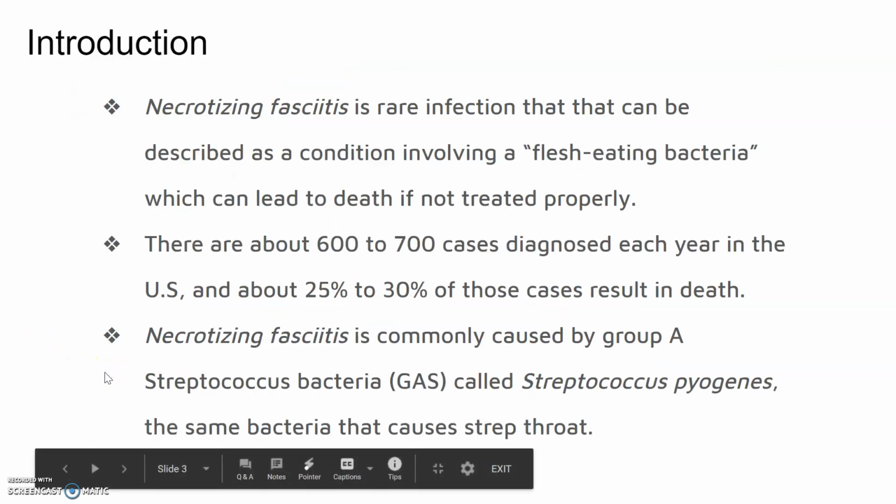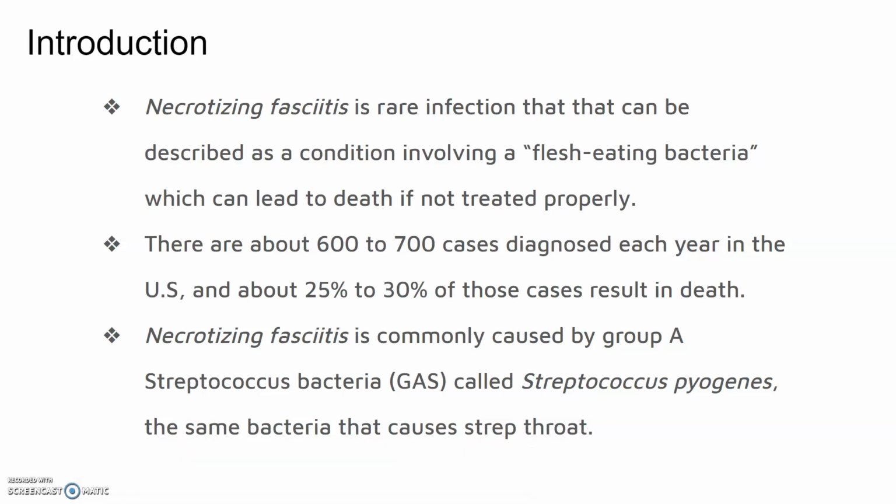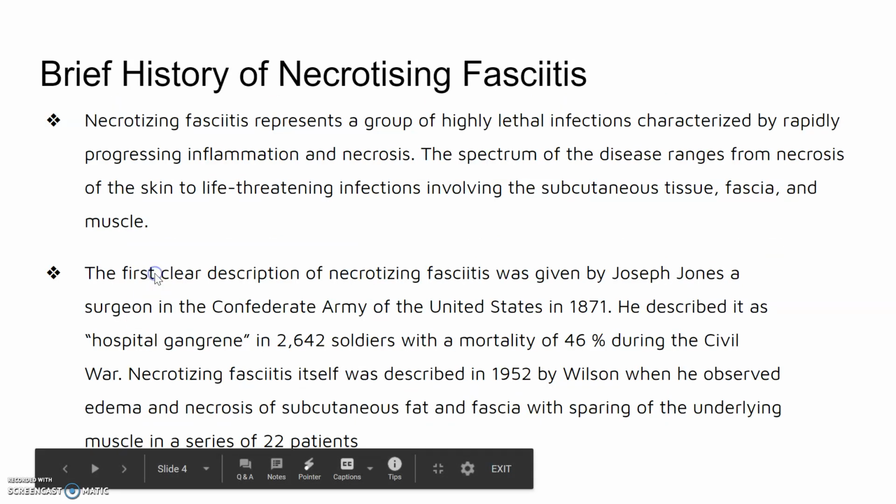So, an introduction. Necrotizing fasciitis is a rare infection that can be described as a condition involving flesh-eating bacteria, and it can lead to death if not treated properly. There are about 600 to 700 cases diagnosed each year in the US, and about 25 to 30% of those cases result in death. Necrotizing fasciitis is commonly caused by group A Streptococcus bacteria called Streptococcus pyogenes, the same bacteria that causes strep throat.